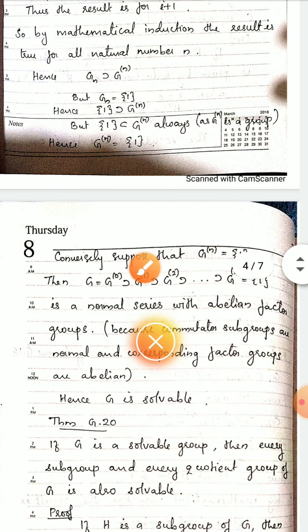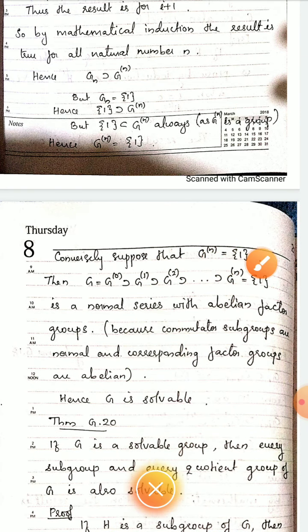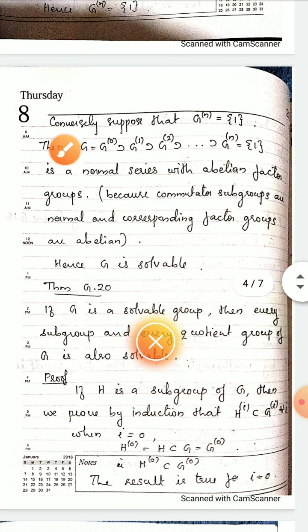Next, we conversely suppose that G^(n) is equal to Z_1. We have to prove G is solvable. Then we assume G^(n) is equal to Z_1. So the commutator subgroups up to G^(n) exist, and there exist the commutator subgroups G^(0), G^(1), G^(2), etc. G is denoted as G^(0), which is G itself, and G^(1) is the G^(0)', that is the commutator subgroup of G.